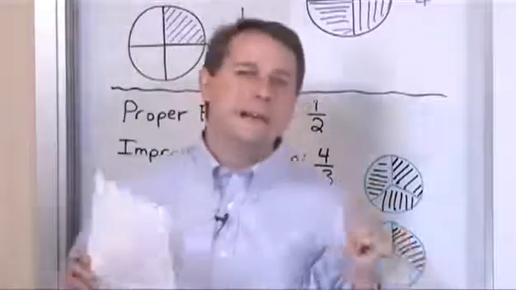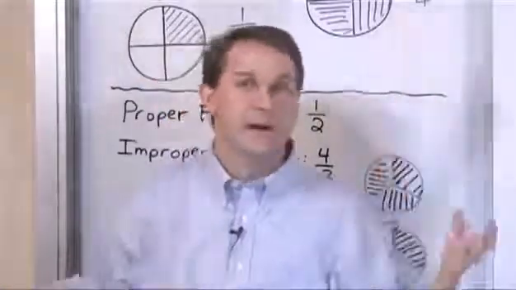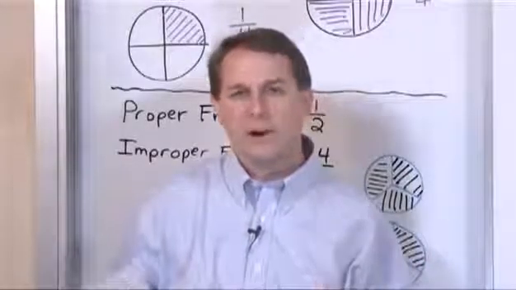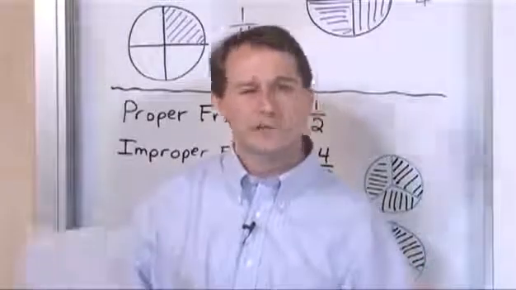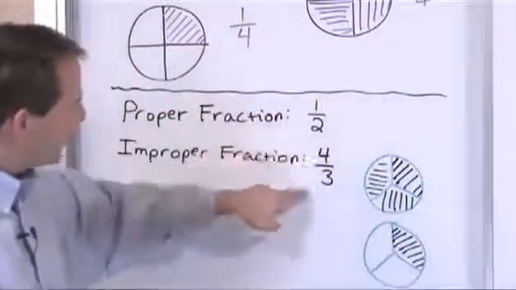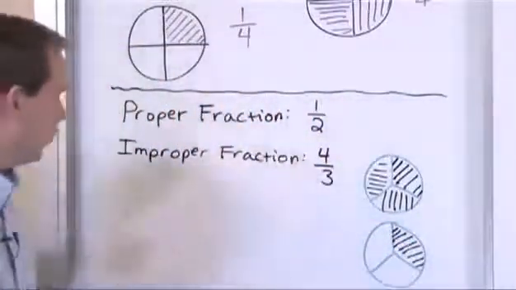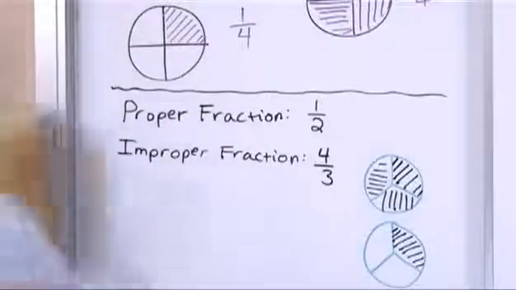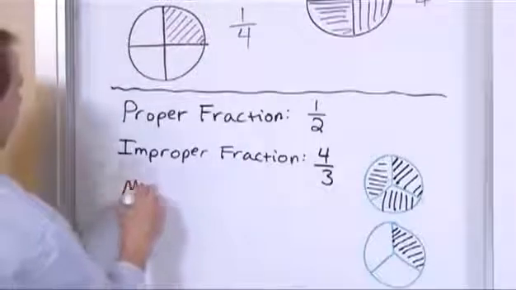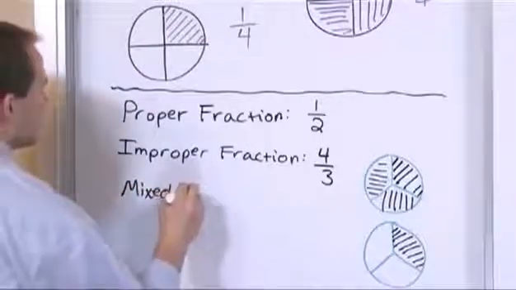So when you have any improper fraction where the top number is bigger, basically it means you have more than 1 of something. And that is why we call it improper, because fractions really are meant to describe when you have less than 1. But you can certainly write it like this, and it just means you have more than 1 of something. Which brings me to the third kind of fraction that you'll need to know, which is called a mixed fraction.